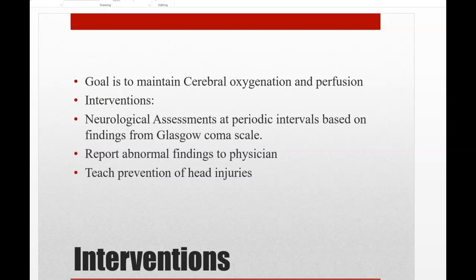Interventions for a traumatic brain injury, shaken baby syndrome included. The goal is to maintain cerebral oxygenation and perfusion. The interventions are neurological assessments at periodic intervals based on findings from the Glasgow Coma Scale. We want to report abnormal findings to the physician and teach prevention of head injuries.